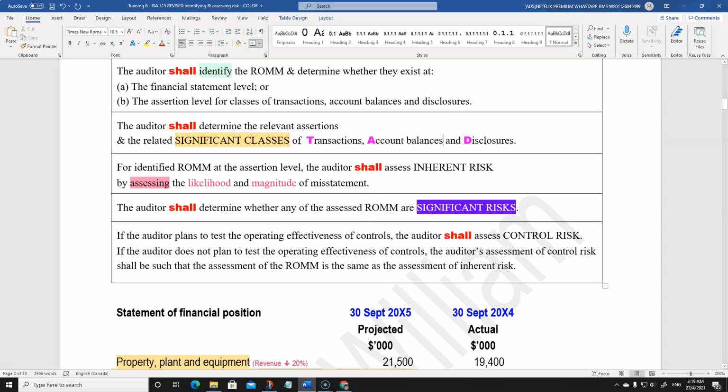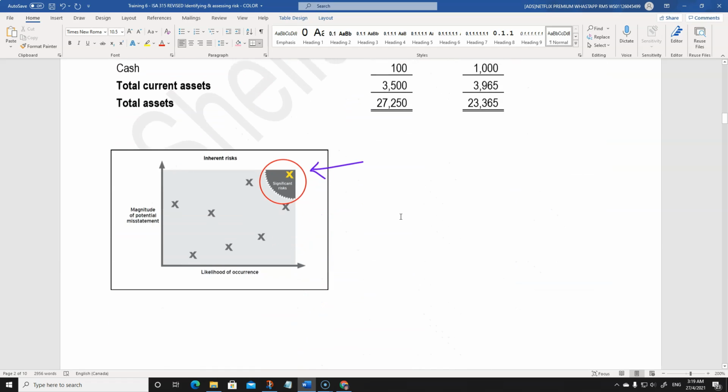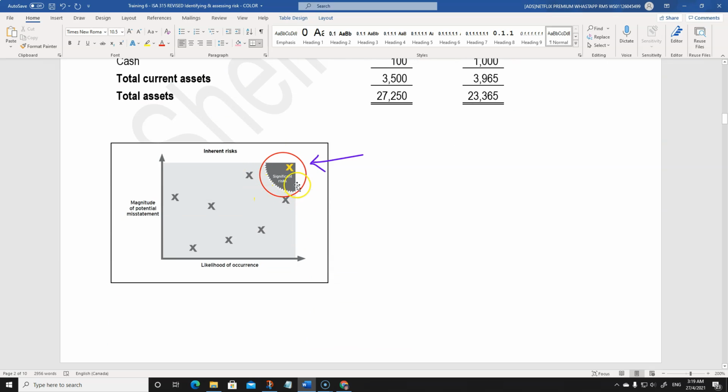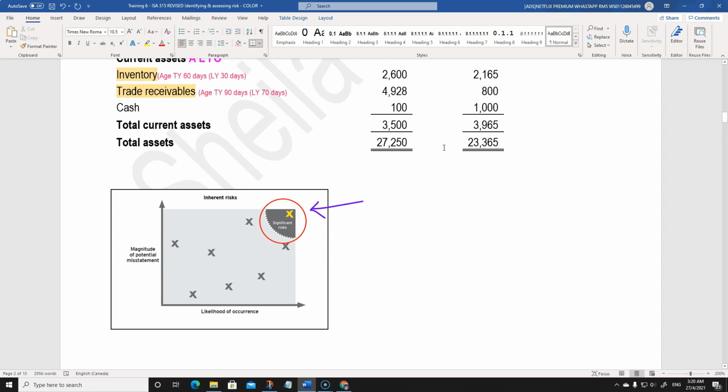So here you've got these purple words here called significant risk. So the auditor shall determine whether any of the assessed risks of material misstatement, this what we've assessed here, whether any of those assessed are considered to be significant risks. What does that mean? So if you look at this diagram here, significant risks would be those financial statement items which have got a very high potential of misstatement, a high magnitude of misstatement. That means if it's misstated, the misstatement is going to be very big and also very high likelihood of occurrence. So the impact on the financial statements would actually be quite great.